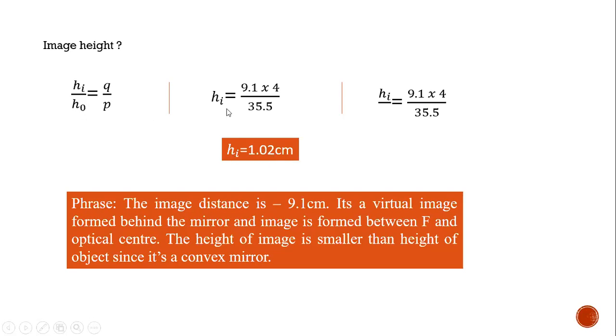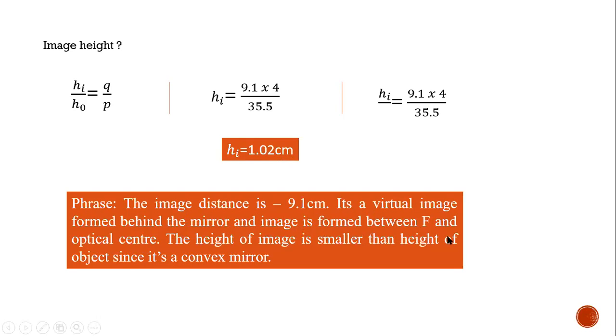Now you can see that comparing 4 and 1.02, it means the size of the image is smaller. As you can see, the size of the image is smaller than the size of the object. So in a convex mirror, we always get an image that is always lesser than the height of the object. Now the image distance is minus 9.1 centimeter. It's a virtual image formed behind the mirror.